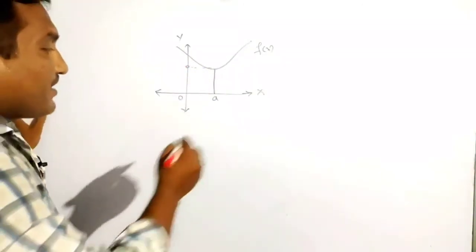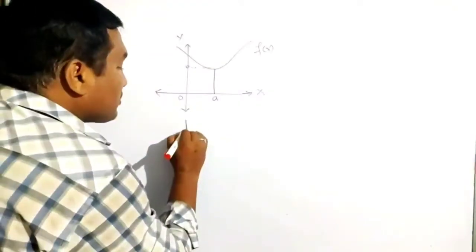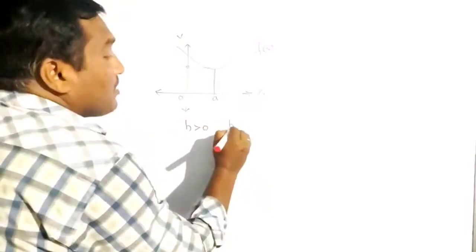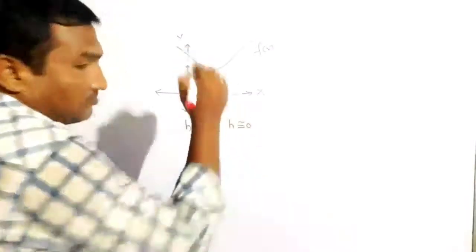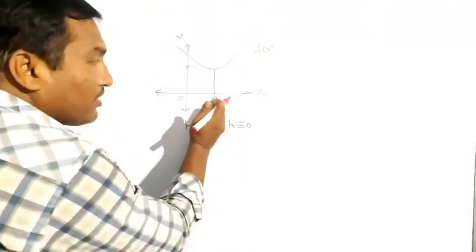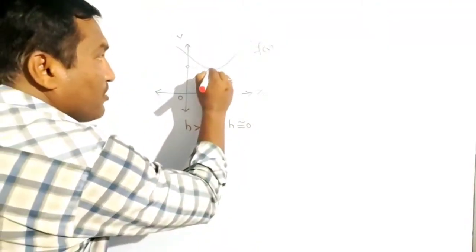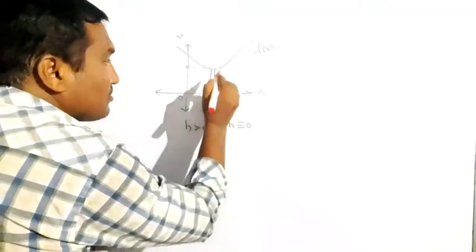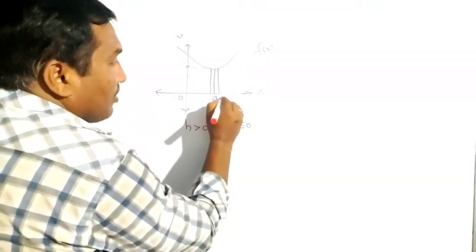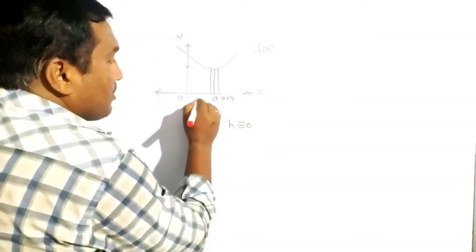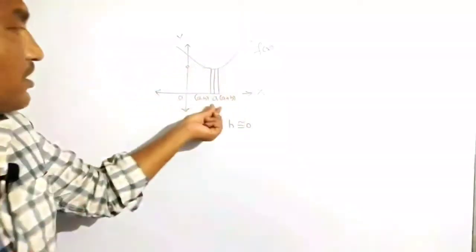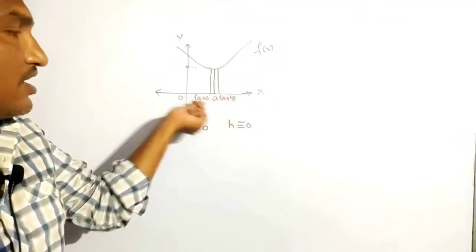Now take a small number, that is h, which is greater than 0 but near to 0. If you take minus h, the value will be here like this. Take plus h, it will be like this here. So what happens here? It becomes a plus h from a minus h. So it is a plus h, it is a minus h.